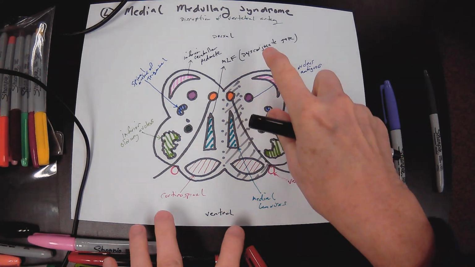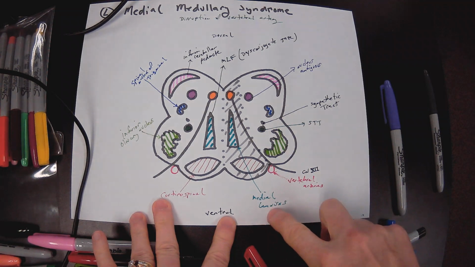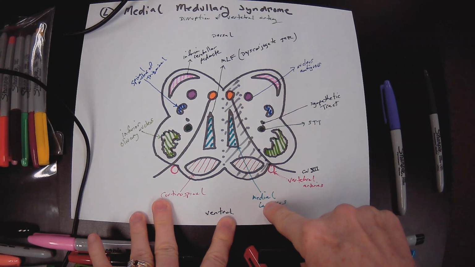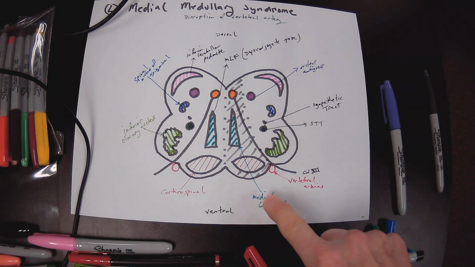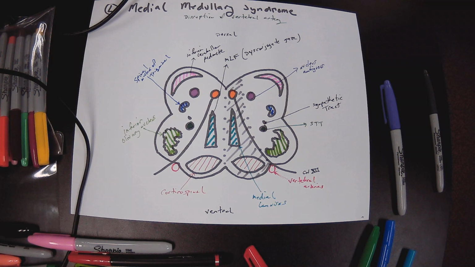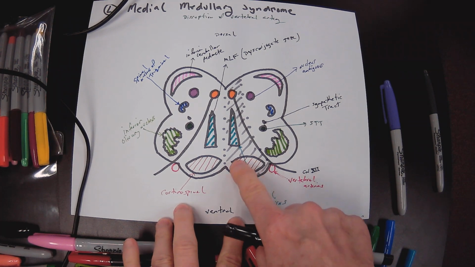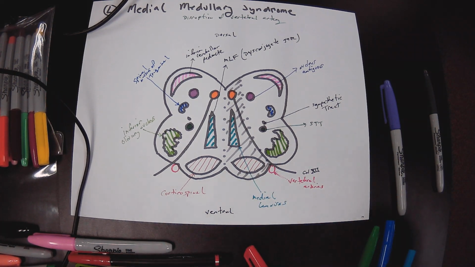So you get dysconjugate gaze. Now, if the medial lemniscus is affected, what happens? Well, how's the patient going to present? They're going to lose fine touch, vibration, and proprioception, right? And if the corticospinal tract is disrupted, they lose movement, right? Motor function on one side.